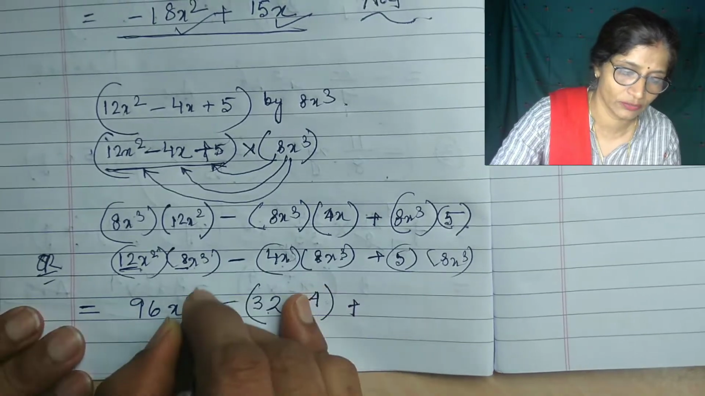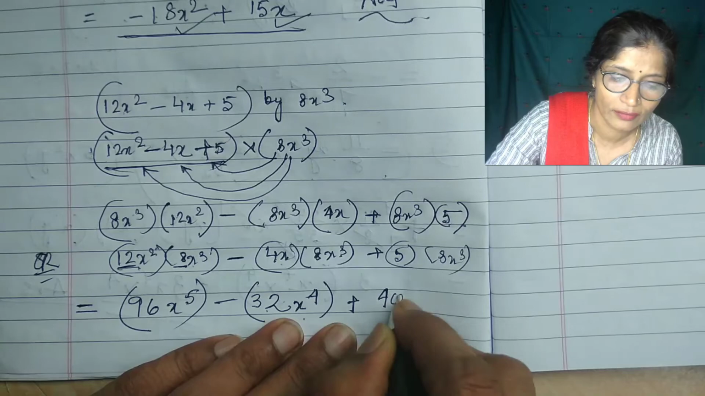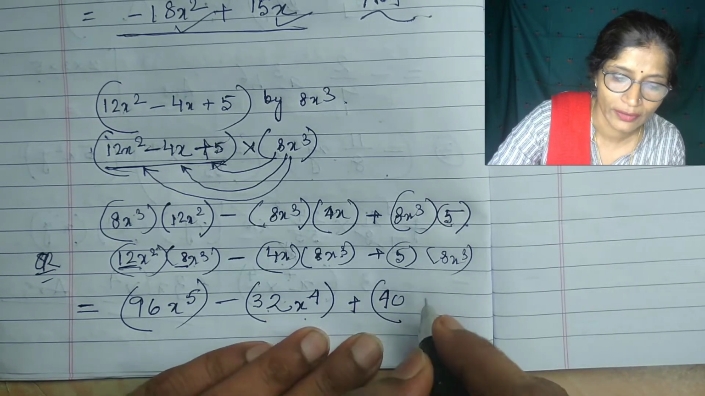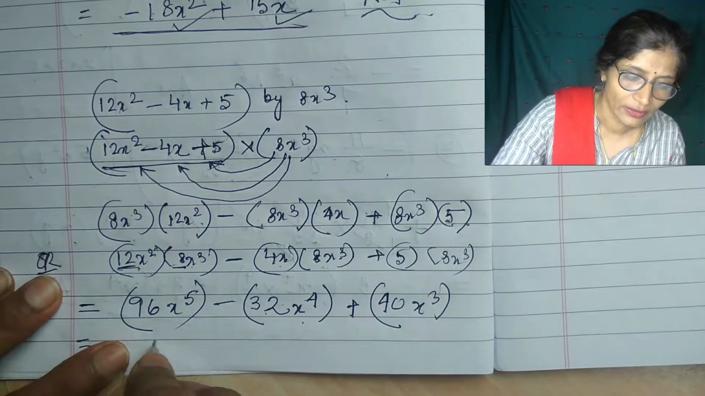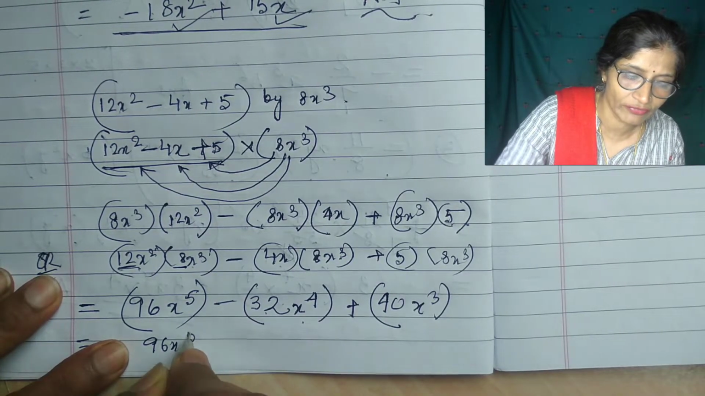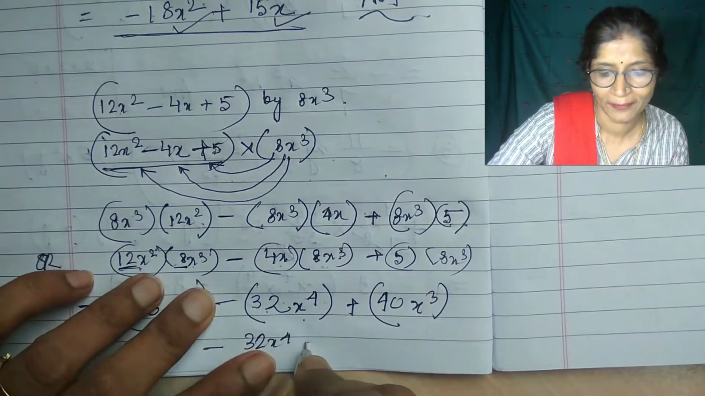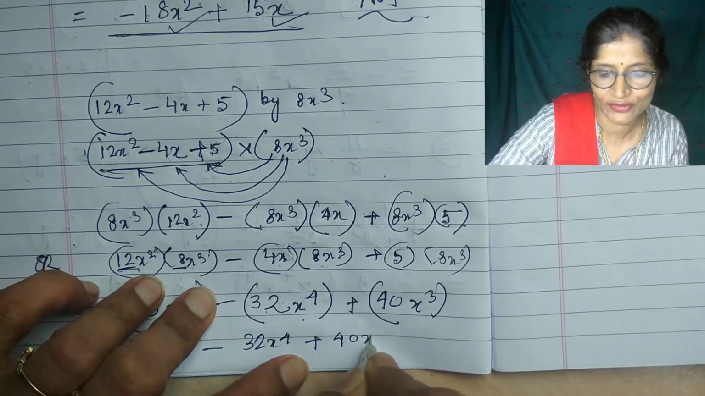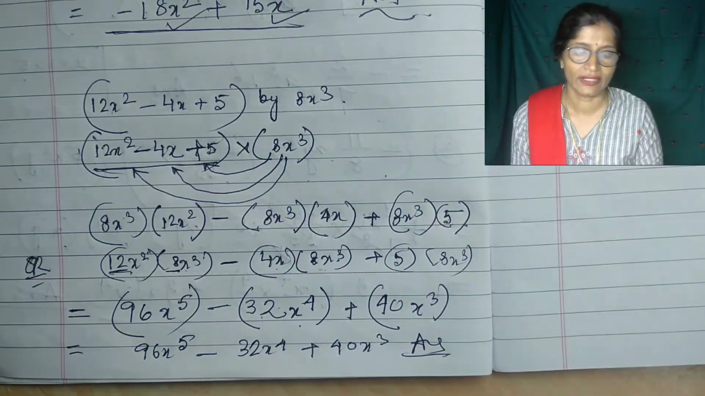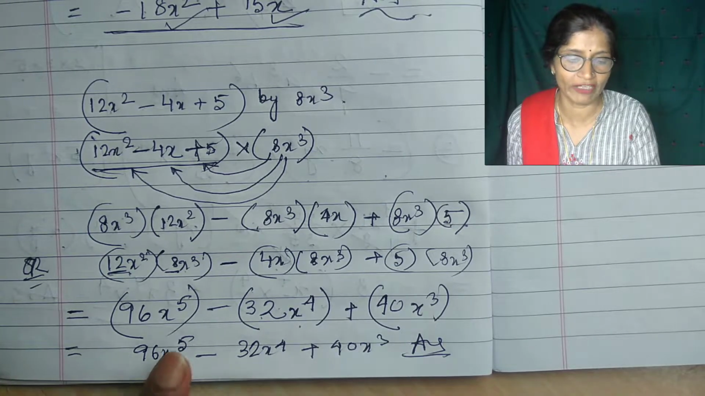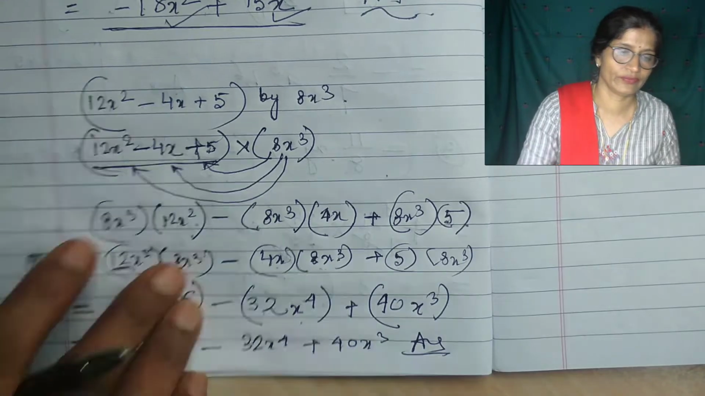Plus, this is one part. Second one, and plus 5 8s are 40 x cube. And that is equal to what? 96 x to the power 5 minus 32 x to the power 4 plus 40 x cube. So that is your answer, because there are no like terms and they are written in descending order, 5 power, 4 power, x to the power 3. So that is the answer.